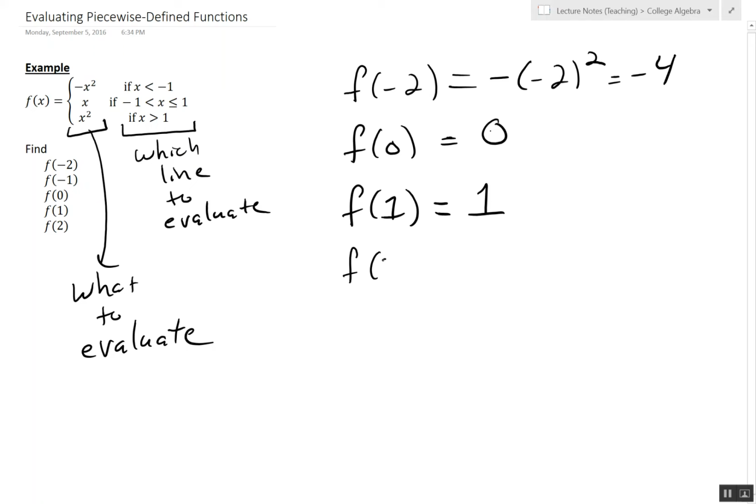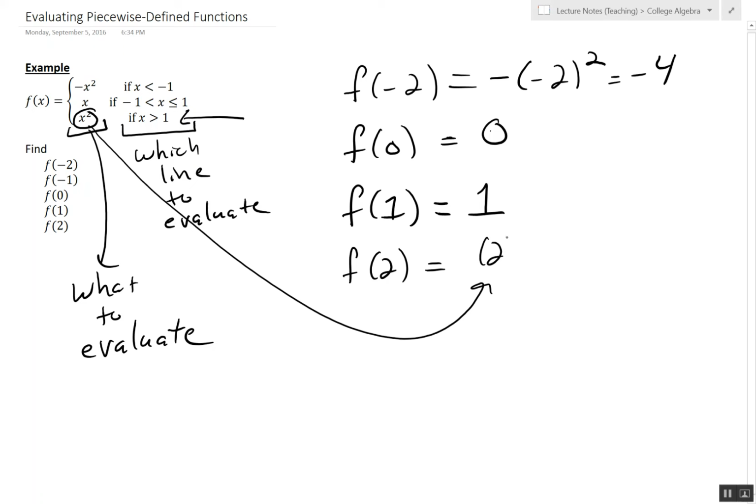Then we look at f of 2. f of 2 satisfies this inequality here, so we'll use this expression in our evaluation. So we'll use 2 squared, which in this case is 4. And that's pretty much the basics of evaluating.